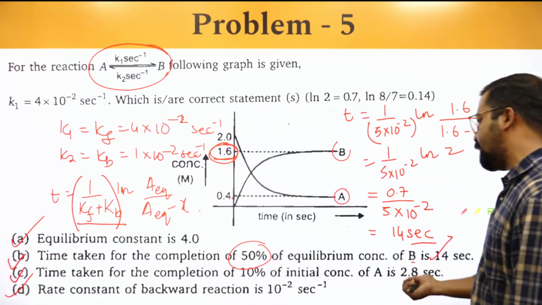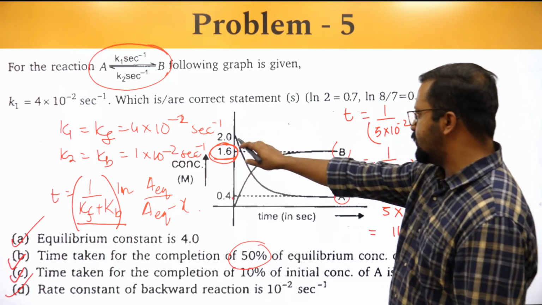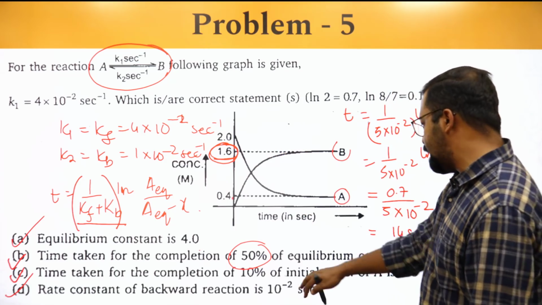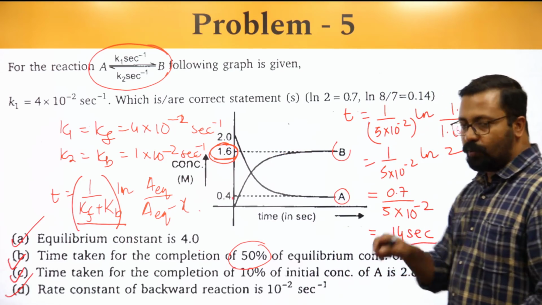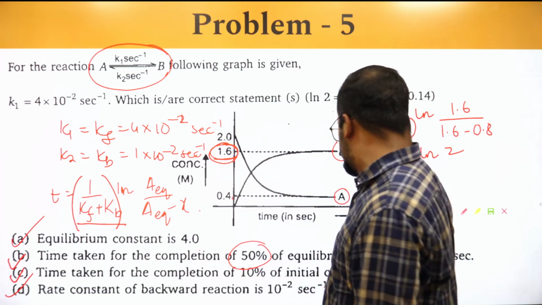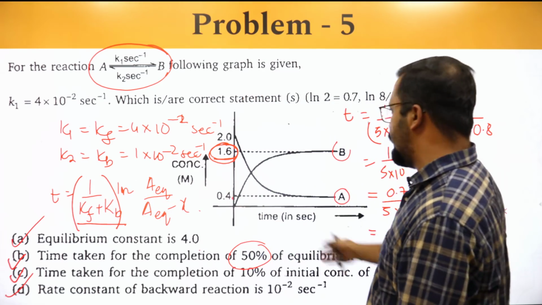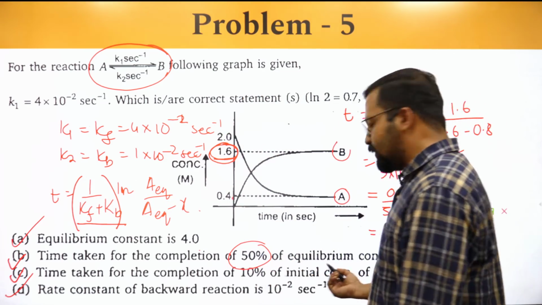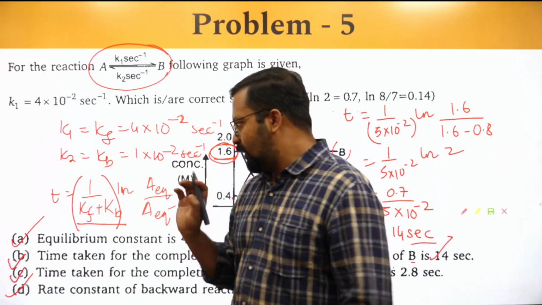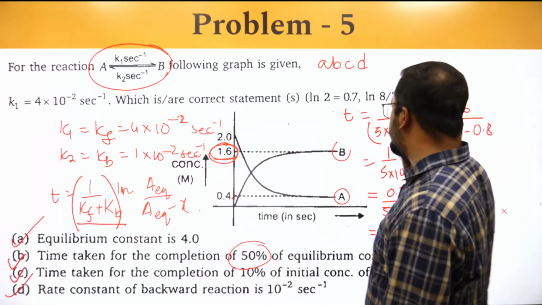Time taken for the completion of 10% of initial concentration of A: when 10% is complete, it will turn out to be 1.8 in the denominator, and 1 by 5 times 10 raised to minus 2, and you will solve this question. You will get C will also be correct. So the right answer to this question will be A, B, C and D.